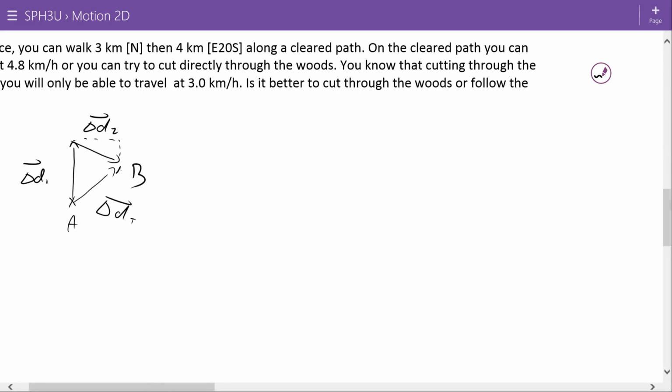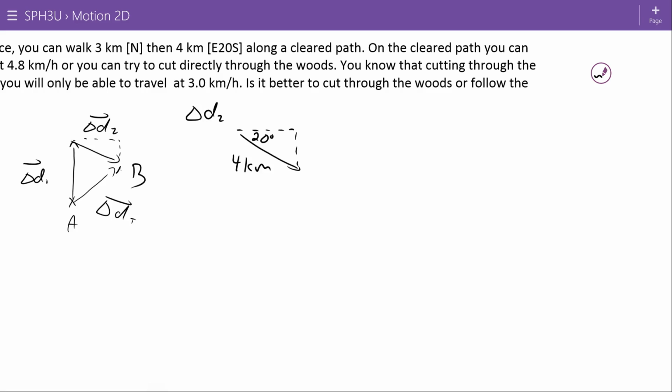So first of all, I've got this east 20 degrees south thing. I don't have to do any work with delta D1 because it's all straight north, and so I don't have to divide it into components. But delta D2 has an angle in it, and so I have to divide it into components. This is the adjacent, my delta D2E. So that's going to be 4 kilometers cos 20. 4 cos 20, 3.76.